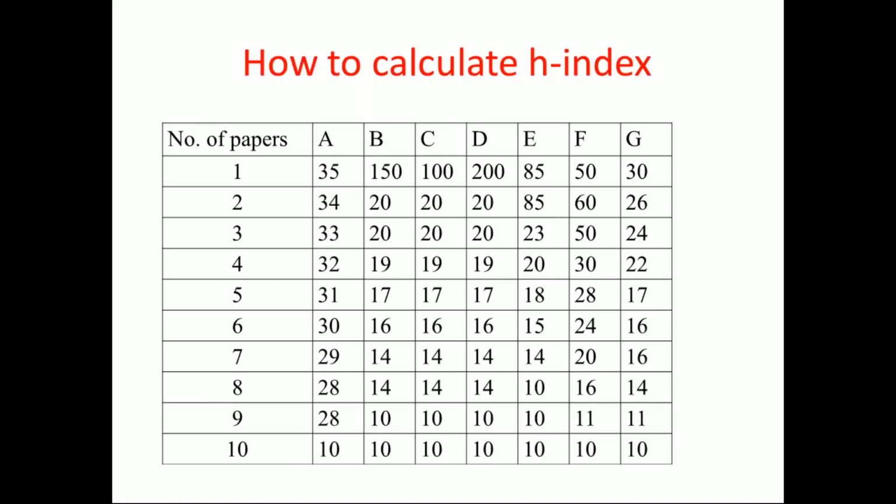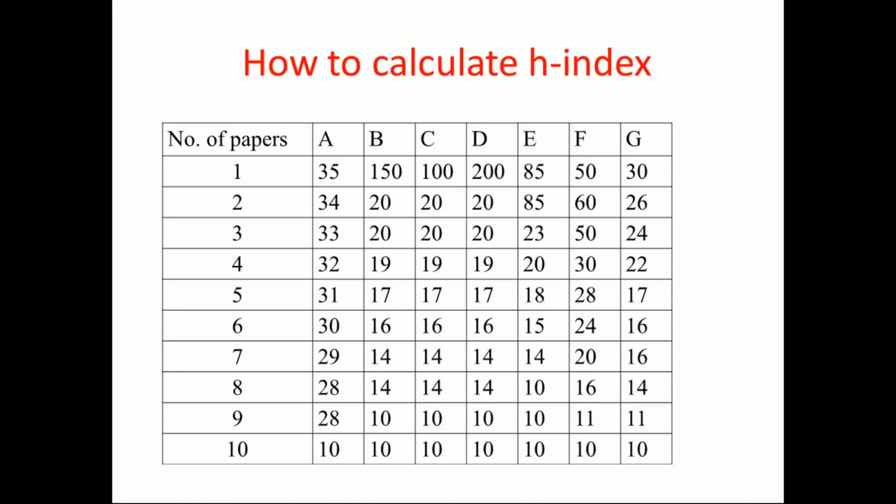Again, we are seeing that there are so many papers, 10 of them. Again, we can find 7 persons' citations. First person 35, 34, 33, 32, 31, and H index is 10. Similarly, B, C, D, E, F, G. Here, all the persons are having H index of 10. Now, how to identify which paper is good among these?